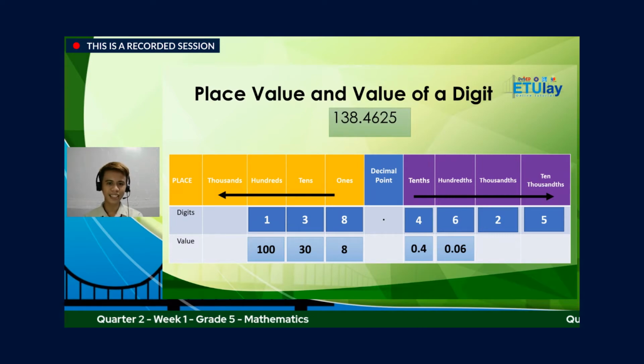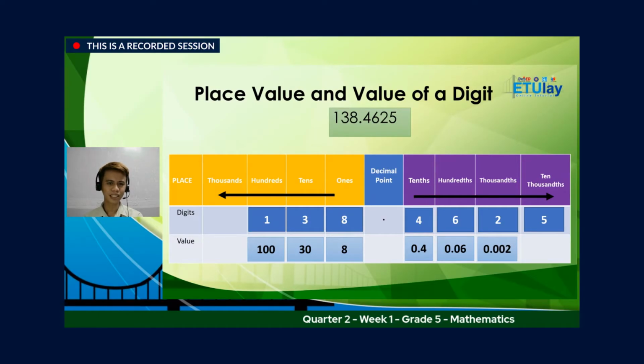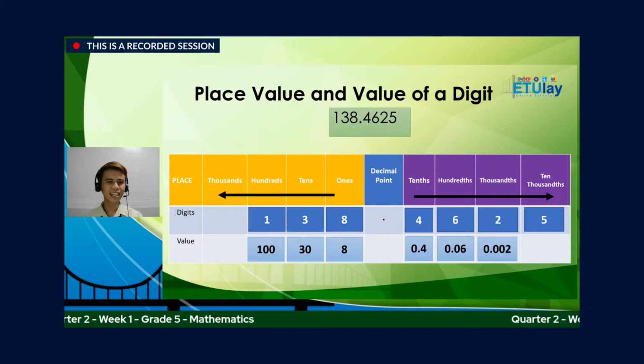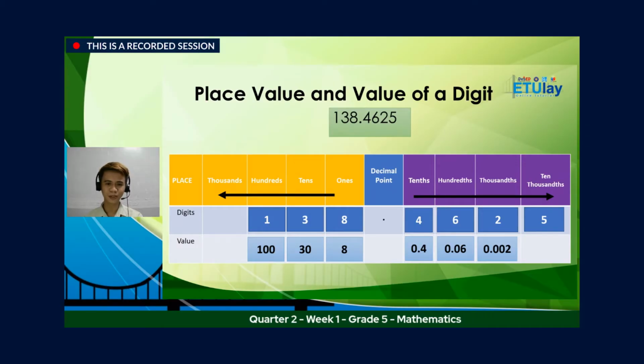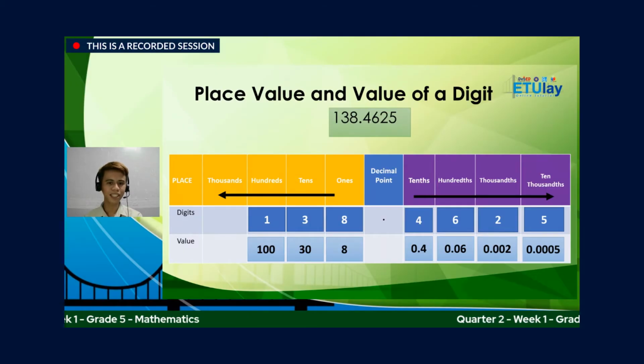Ayun naman, kayo naman ang tatanungin ko, ano ang magiging value ng ating digit na 2 kung ito ay nasa place na thousandths place? And if your answer is 0.002 or 2 thousandths, you are correct. Lastly, ten-thousandths naman tayo, which is yung nasa digit na 5. Ano ang magiging value nito? And if your answer is 0.0005 or 5/10,000, you are doing wonderful.